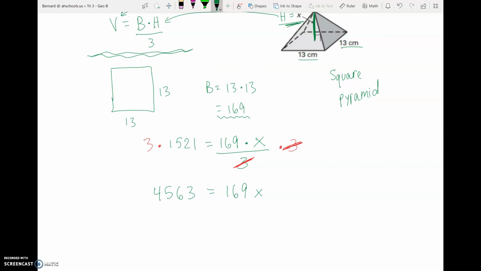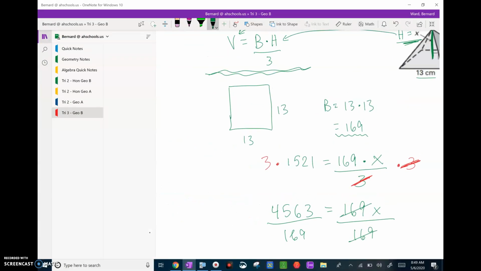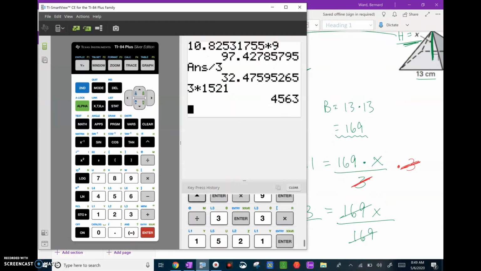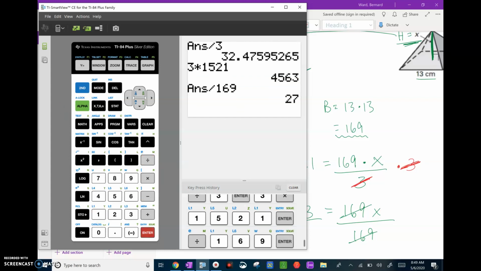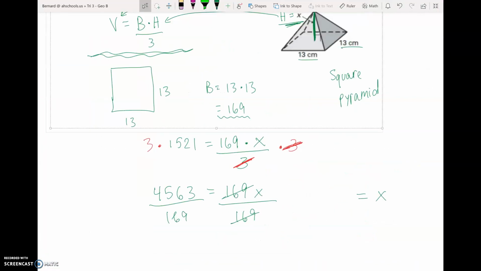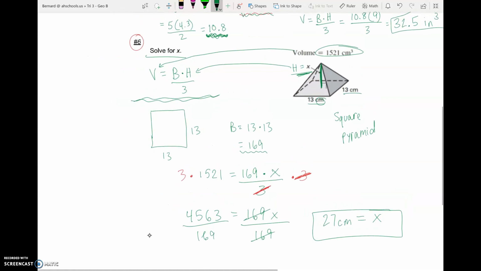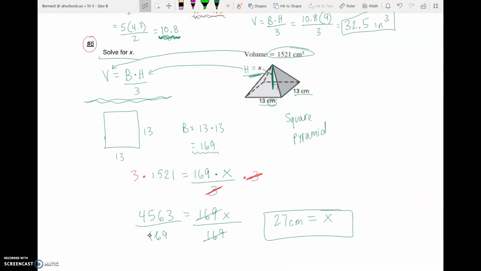And so then the last step to get x by itself is just divide both sides by 169. And that'll cancel, and it'll leave us with x, and it'll equal whatever 4,563 divided by 169 is. So we've got 4,563, type in 169, and that equals 27. And it looks like centimeters are the units here, so centimeters. And that is saying that x is 27 centimeters, which, remember, x represented the height of our pyramid. So the height of this square pyramid is 27 centimeters.